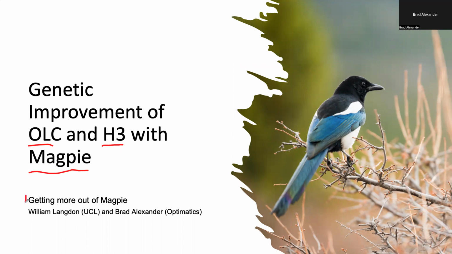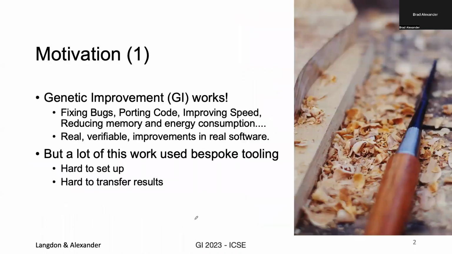The theme of today's talk is getting more out of Magpie and GI libraries in general to make sure that evolution goes as smoothly and fast as it can. The authors of today's paper are Bill Langdon from UCL and also me, Brad Alexander from Optomatics and also the University of Adelaide.